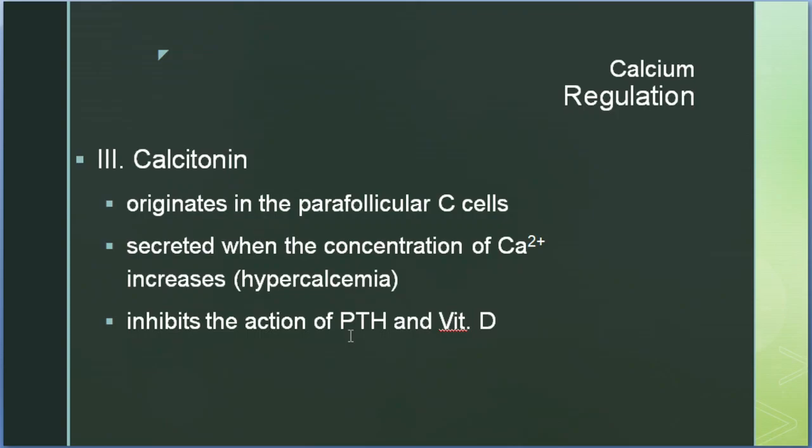Si calcitonin naman. Your calcitonin originates in your parafollicular C cells. So remember, your calcitonin is produced by your thyroid gland. It is secreted when the concentration of calcium increases, hypercalcemia. So in short, when the calcium level goes up, your calcitonin will be stimulated because it inhibits the action of your parathyroid hormone and vitamin D, kasi nga ayaw natin ng too much na calcium. So si calcitonin ang nagpapababa ng ating calcium level.